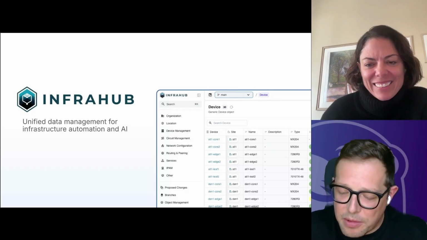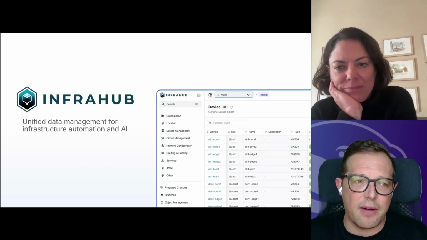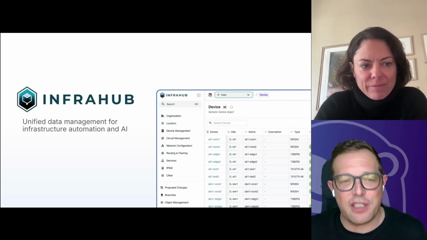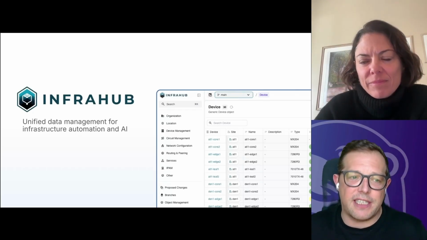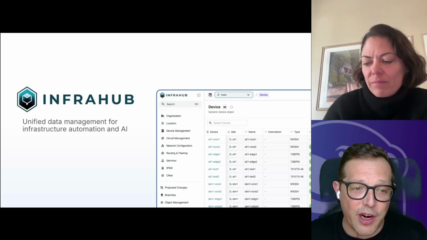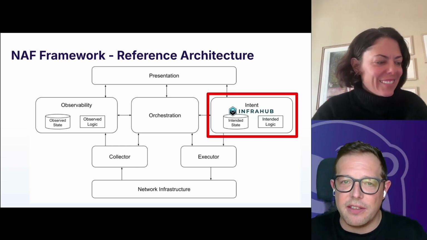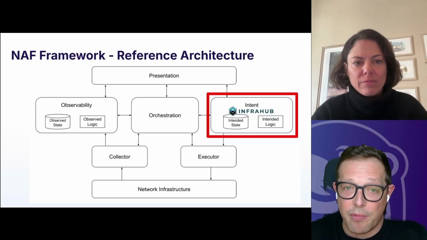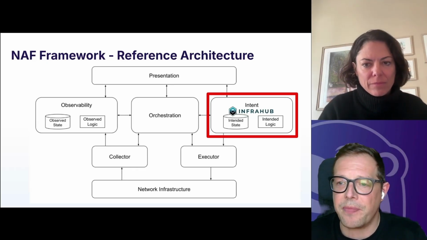Okay. So before we get started talking about profiles, we want to quickly introduce everyone to Infrahub. Hopefully some of you are already familiar with our product, but Infrahub is a unified data management platform for IT infrastructure automation and AI. To position ourselves a little bit, I'm going to reference the network automation framework reference architecture that was introduced several months ago.